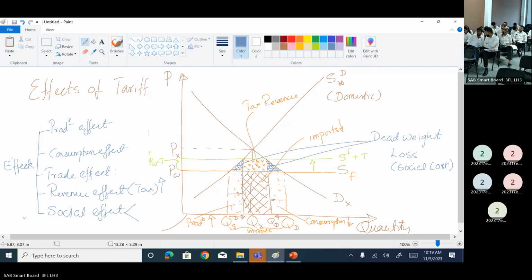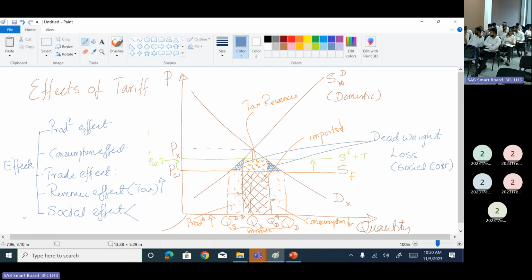So there is a misallocation of resources for the production. The real world market price is PW. Because of the tariff, the price increases artificially. So there is an inducement, and it is not efficiently produced by local producers. So there is a misallocation of resources for the production. Here, misallocation of resources. Here, distortion of consumption.